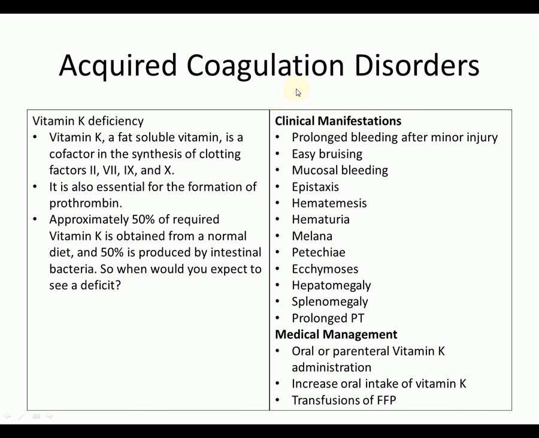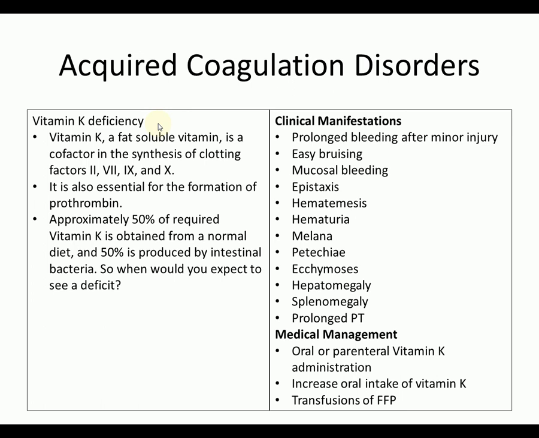Acquired coagulation disorders. Let's talk about vitamin K deficiency. Vitamin K is a fat-soluble vitamin. It's a cofactor in the synthesis of clotting factors 2, 7, 9, and 10. It is also essential for the formation of prothrombin. Approximately 50% of vitamin K is obtained from a normal diet, and 50% is produced by intestinal bacteria. So, when would you expect to see a deficit?